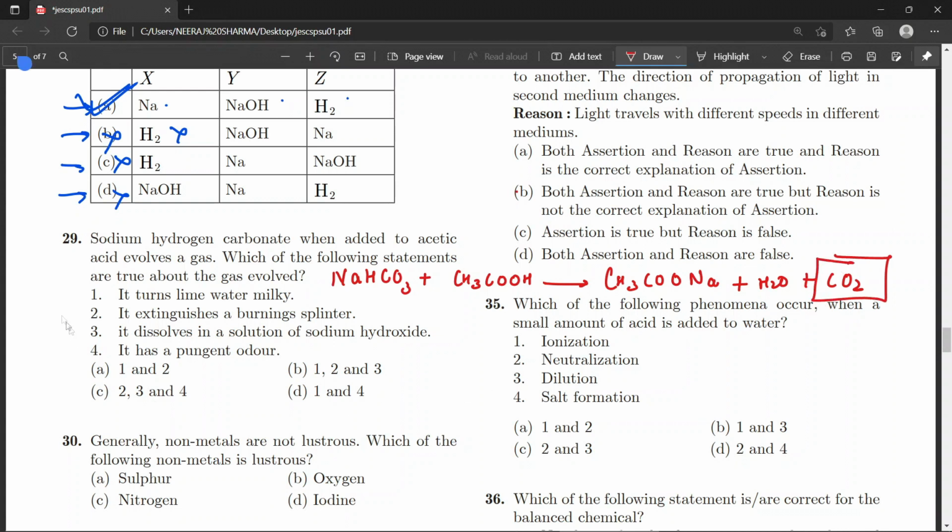So you already know that carbon dioxide turns lime water milky. Of course, it can extinguish a fire. It dissolves in a solution of sodium hydroxide. Yes, when sodium hydroxide is reacted with carbon dioxide, it gets dissolved. But does it have a pungent odor? No. The pungent odor is for the sulfur gas, right? So this is wrong. So it is option B, 1, 2 and 3.